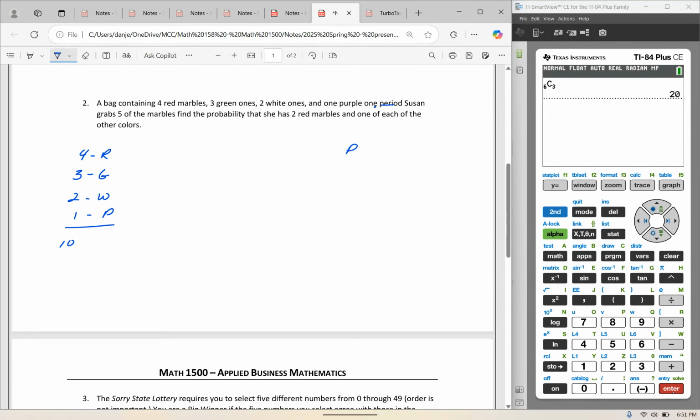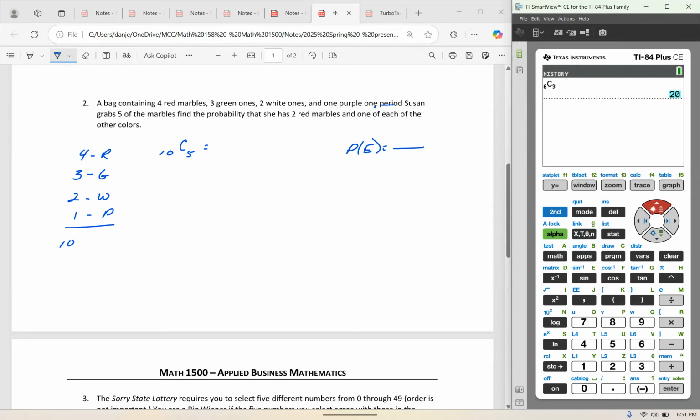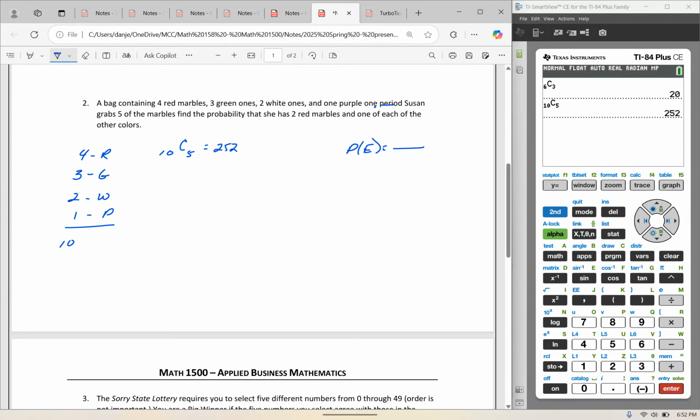First of all, let's get the denominator for the probability of E. That would be the total number of outcomes. Of the 10 marbles, she's going to randomly grab a combination of 5 of them. I'm going to copy and paste. So there are 252 different possible combinations. How many of those combinations will have 2 red?